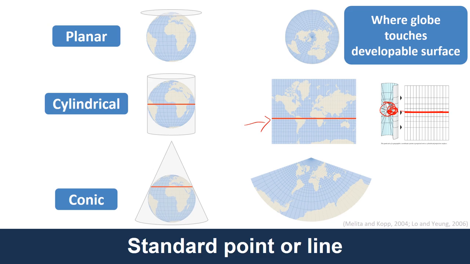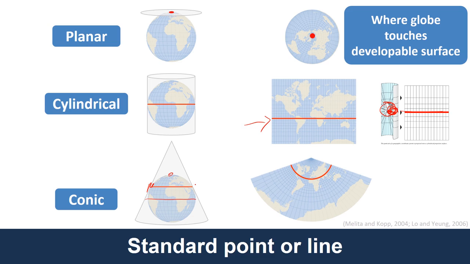On a conic developable surface, the standard line is also where the sheet of paper is touching the globe, but it's not going to be at the equator. In this case, it's going to be at a mid-latitude location somewhere between, so that's the equator, that's the pole. It's touching here, so that would be somewhere kind of in the mid-latitudes. Still the same thing though, still no distortion at that standard line.